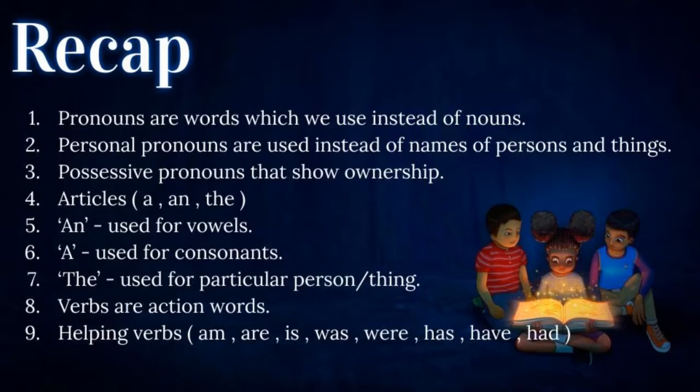Okay, now verbs. Verbs are action words and they describe what the subject is doing. And verbs are the main part of a sentence. They tell us what a person or thing does or what a person or thing has. And today we have seen helping verbs also. Am, is, are, was, were, has, have and had. These verbs act as helping verbs.